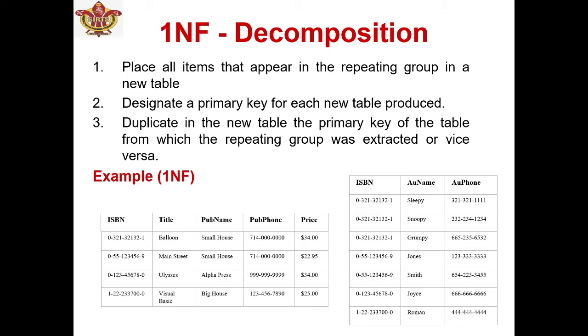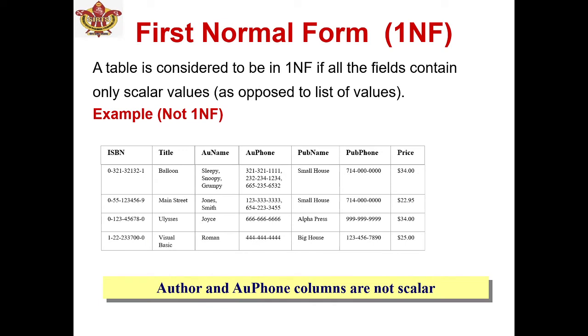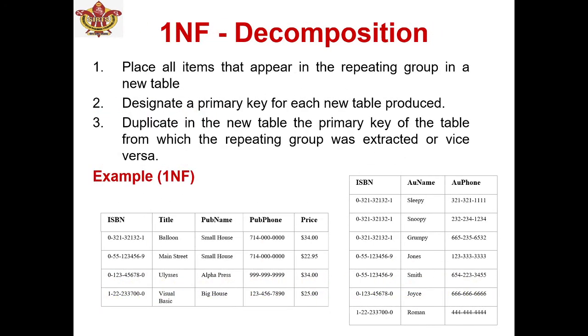So in this example we can see the first normal form, where we have decomposed the multi-valued attributes. It was not in first normal form, but in this slide we are decomposing the attributes. So here we are taking ISBN, title, publisher name, publisher phone, price, and the next table is ISBN, author name, and author phone. So these are the tables, and we are inserting the values.